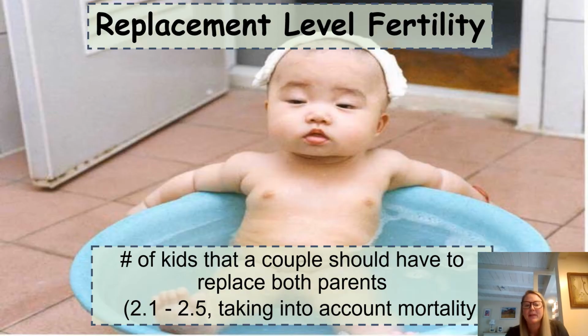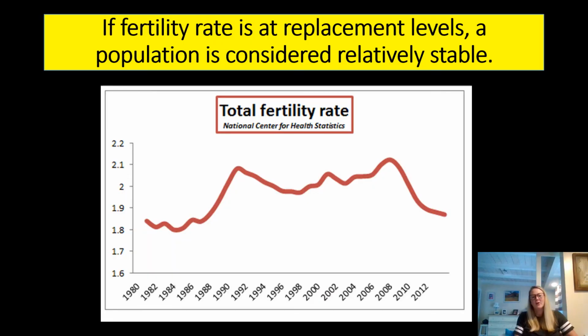You also have replacement level fertility. This is the number of offspring you should have to replace both parents. You may be thinking, okay, there are 2 parents, so that's 2, right? They should have 2 kids to replace the parents. However, that's not always the number. Sometimes it ranges from 2.1 to 2.5, and that's because they take into account mortality rates, specifically infant mortality rates.